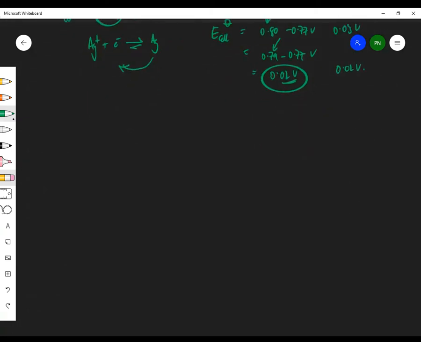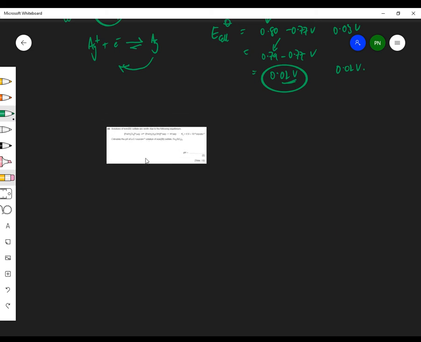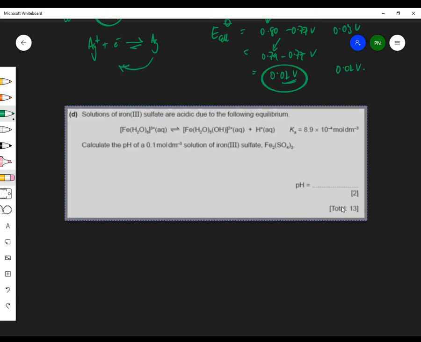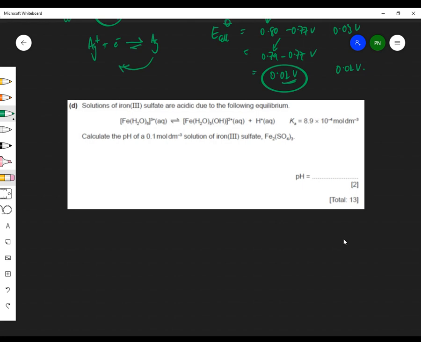Okay, where are we? Here it is. Now, Liz and Arnie said she got this wrong and she didn't know why. And I know exactly what she did wrong because when I first did this, I did it as well. Solutions of iron(III) sulfate are acidic due to this equilibria. Ka equals that. Calculate the pH of this.